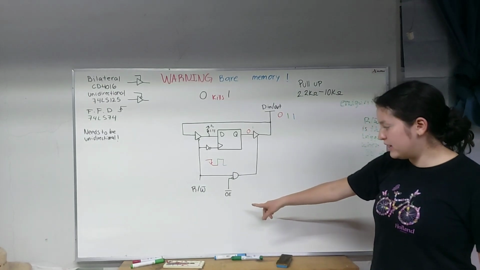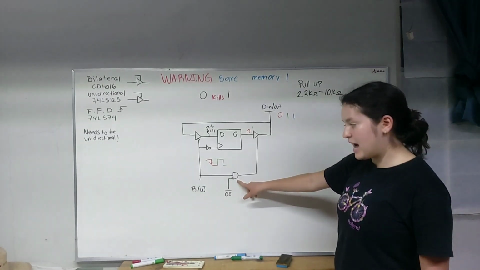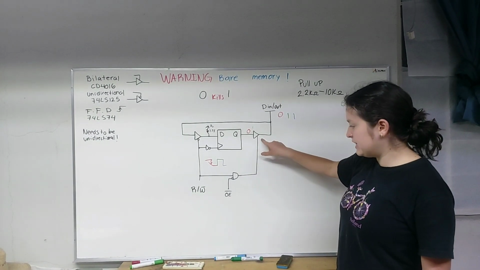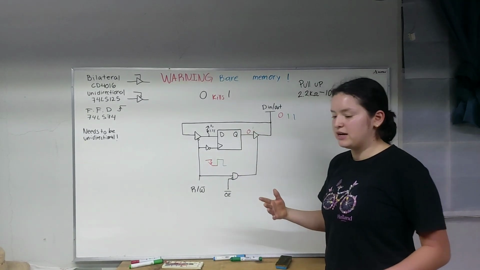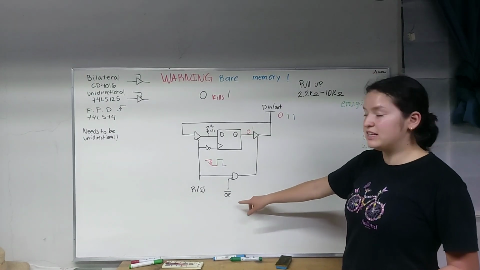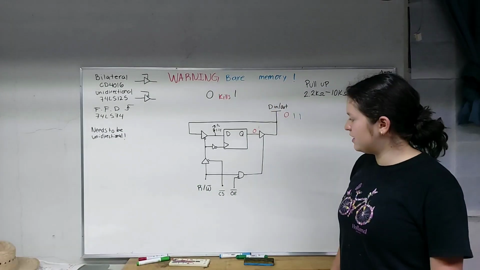Now, when output enable is in 1, this goes to 0. And I don't care what is in read and write, this gate is going to be off. Our cell is always going to be writing. It's not going to be able to read. And it's okay because I'm inhibiting the output, the data bus.